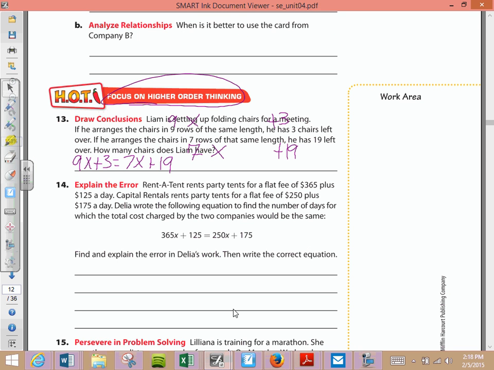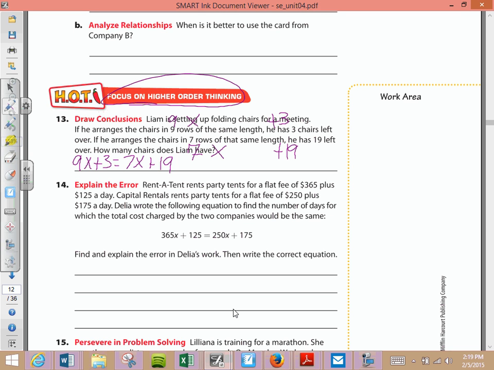All right, Rent a Tent rents party tents for a flat fee of $365 plus $125 a day. Capital Rentals rents party tents for a flat fee of $250 plus $175 a day. Delia wrote the following equation to find the number of days for which the total cost charged by the two companies would be the same. Find and explain the error in Delia's work. What did she do wrong?